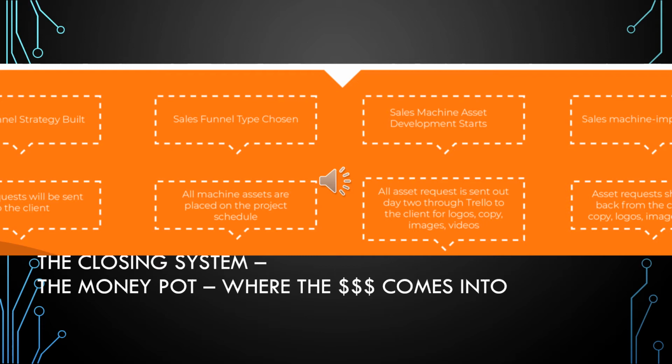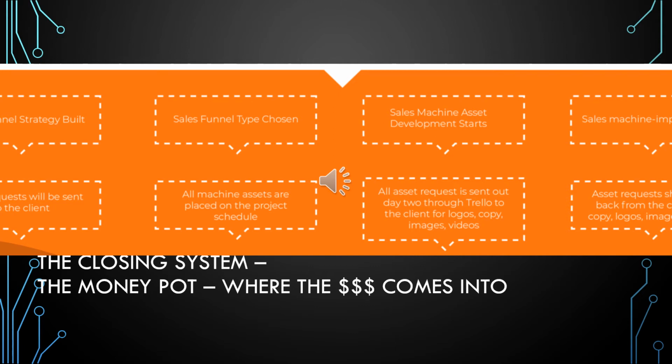That means that all the pieces will be sent over to the graphics team for development for images, as well as any kind of video design and infographic support. Sales machine is then implemented. Copy requests will be sent to the client for review, and all machine assets are then placed on the project schedule.